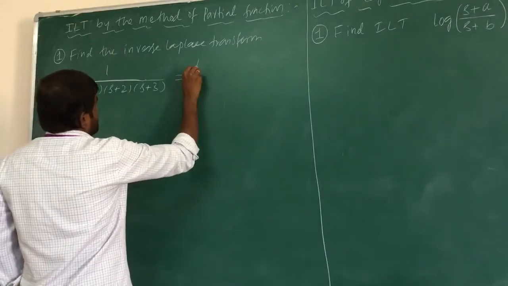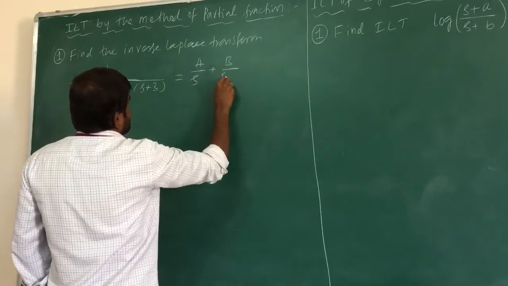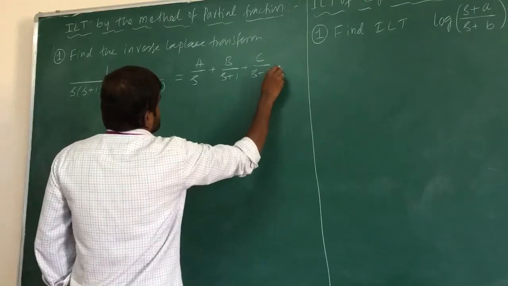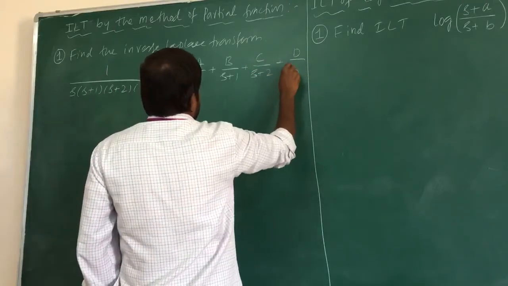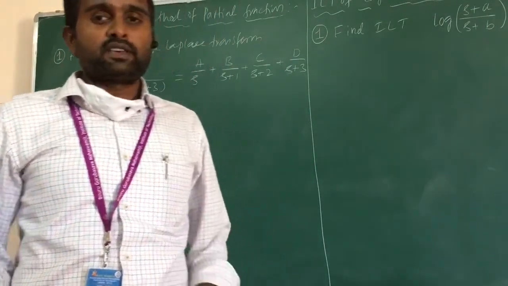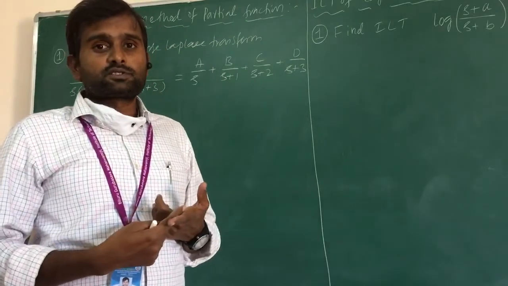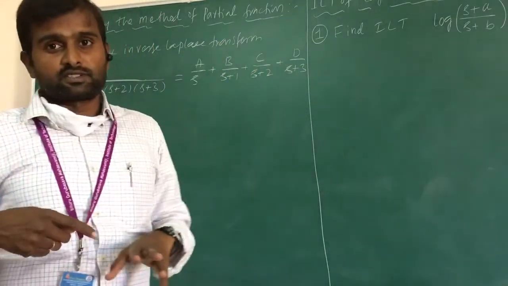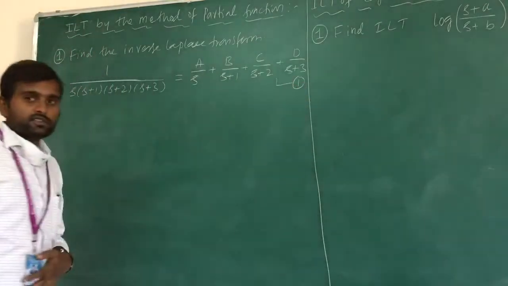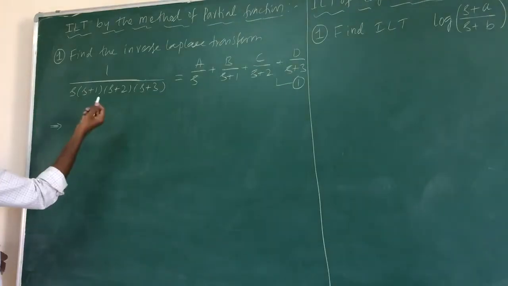Then I am splitting this as a by s plus b by s plus 1 plus c by s plus 2 plus d by s plus 3. Like this we have 4 terms: a by s plus b by s plus 1 plus c by s plus 2 plus d by s plus 3, right? So now call this equation number 1. Now simplify this one.